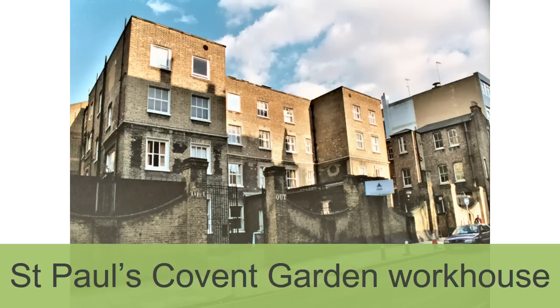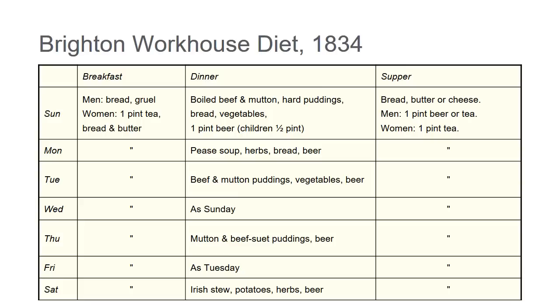One of the few surviving workhouse buildings in central London is the former St Paul's Covent Garden Parish Workhouse on Cleveland Street. Recent research has shown this was almost certainly the workhouse used by Charles Dickens as the model for the workhouse in Oliver Twist. Charles Dickens lived close by for a while.